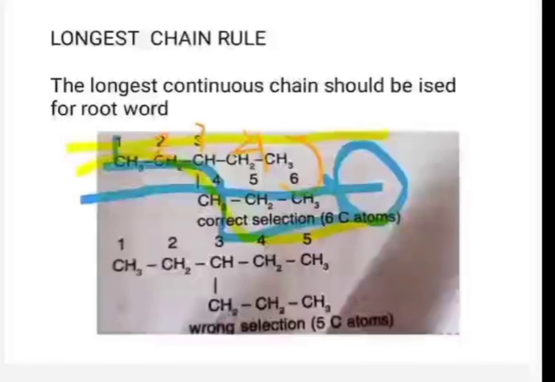Okay, friends. Now let us look at the second example. See here, the numbering is given straightly. This is what I am explaining to you, friends, straightly. Here it has only 5 carbon atoms. If we give numbering like this, it will have 6 carbon atoms. So we can say that, friends, this is longest chain of carbon atoms and this is the smallest chain. Okay, friends.